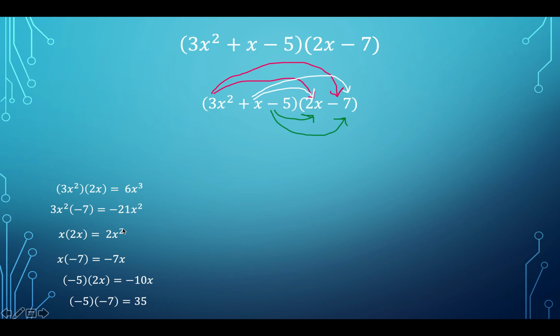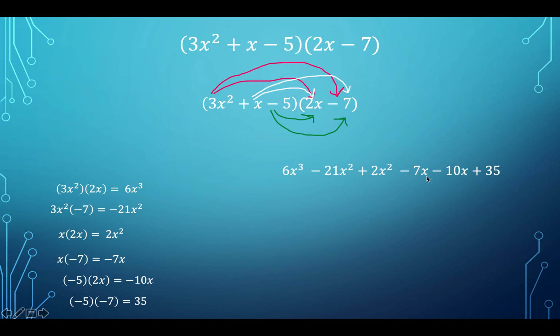Remember, I told you I like to show all my work over here. You can always start doing it horizontally, completely up to you. You could do this extra step of writing it out over here, or you could just do it all at once. I like doing it this way so I see my work all worked out over here. So I'm just going to rewrite it. So we have 6x cubed minus 21x squared plus 2x squared minus 7x minus 10x plus 35.